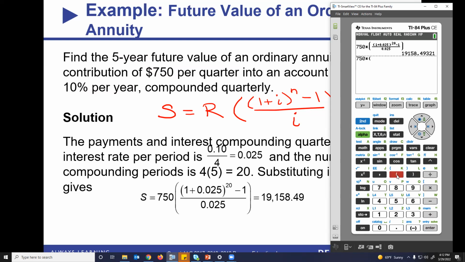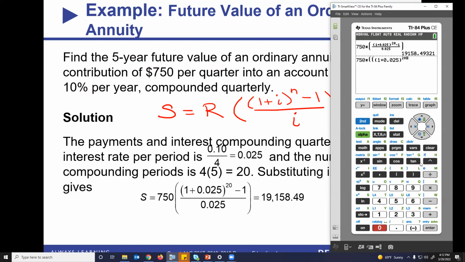What I strongly encourage is to start again with the parentheses, just like I did here, but you're going to need one extra set of parentheses. That extra set is going to be around the entire top up here. So I'm going to have 1 plus 0.025, close that. Now, again, this is the top of the fraction up here.